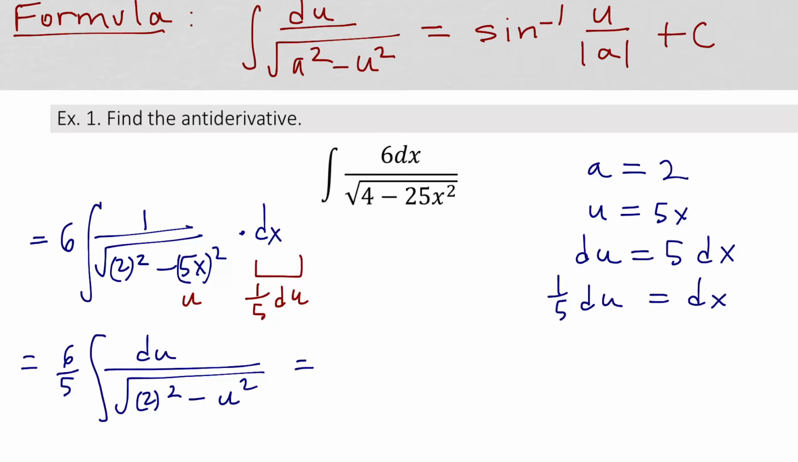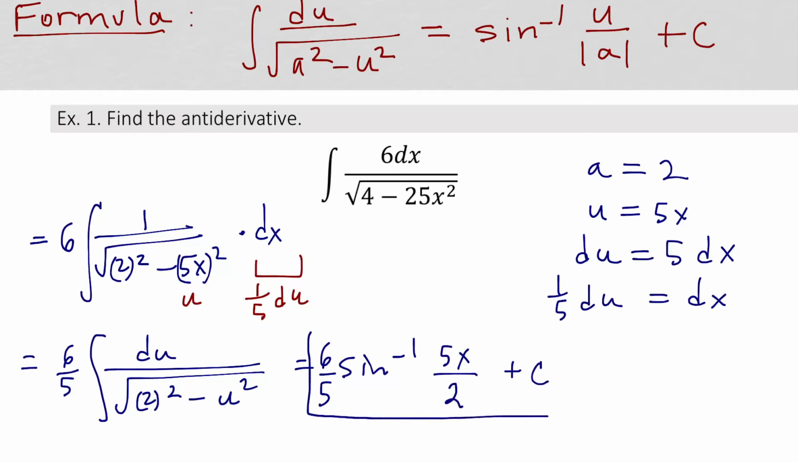So that'll give me the inverse sine. I'm going to put the 6/5 out front. Then I've got u, which we said was 5x. That's this here. Then the absolute value of a, well, that would just be 2, so we don't need the absolute value bars. And then plus c. So this is actually the only thing we need to do, just substitute those in there, and then we're finished. So this one is complete.